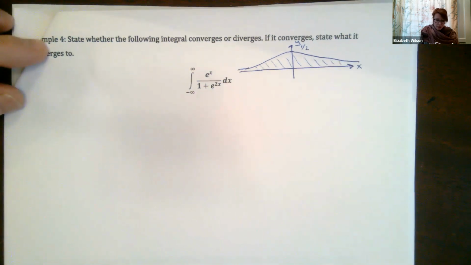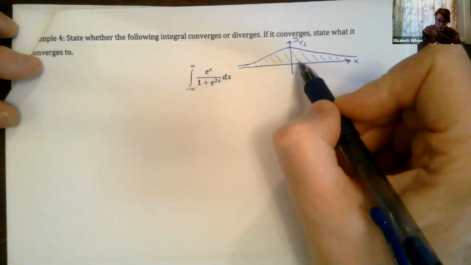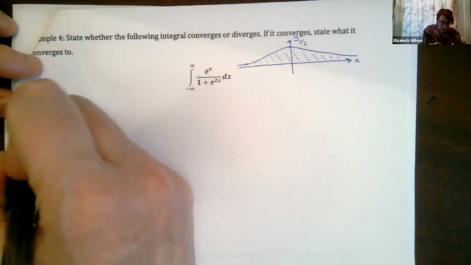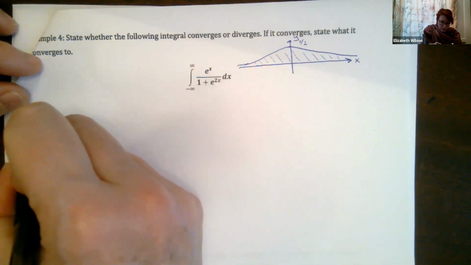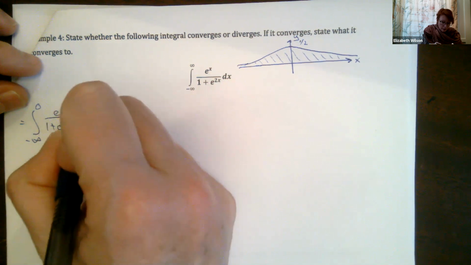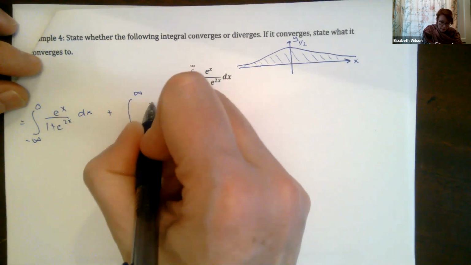So the first thing I'm going to do is break up my integral into two pieces. And I'm going to split it at zero. I don't have a discontinuity at zero, so I can split it at zero. So what I'm going to say is minus infinity to zero, e to the x over 1 plus e to the 2x dx, plus zero to positive infinity, same function.